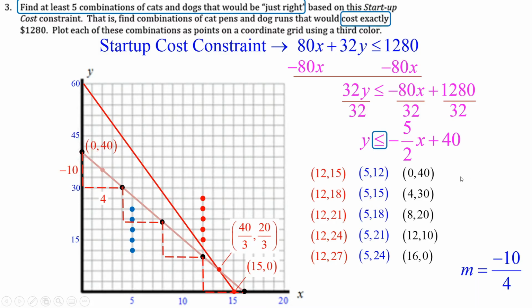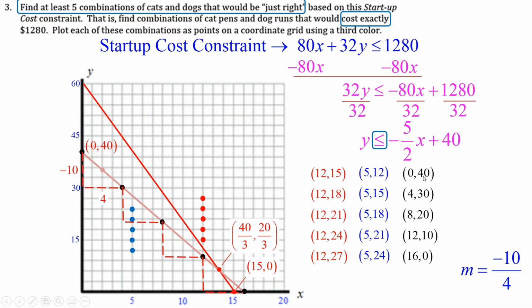Now let's make sure we've answered the questions. Okay, find at least 5 combinations of cats and dogs that would be just right based on this startup cost constraint. That is, find the combinations of cat pens and dog runs that would cost exactly $1,280. Plot each of these combinations as points on a coordinate grid using a third color. So each of these points in black right there represent the ordered pairs right here, and I have 5 of them.